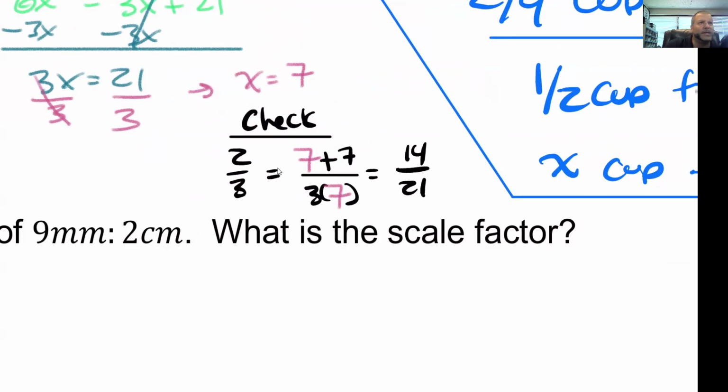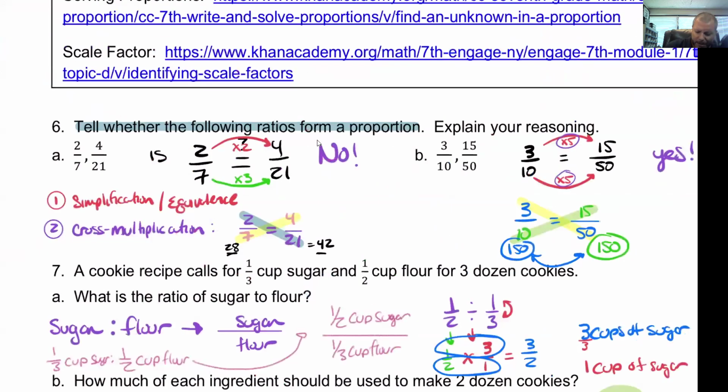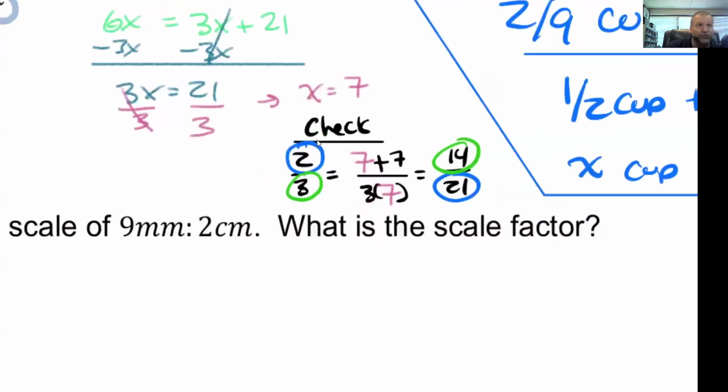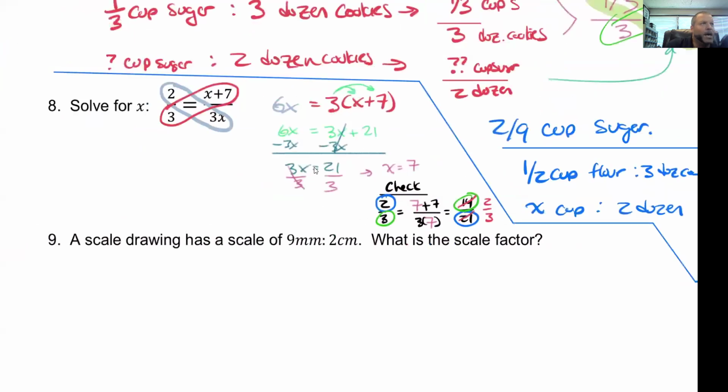So if 2/3 is equal to 14 over 21, our check works out. X was the solution. Well, we could check this in a couple of ways, right? 2 times 21 is 42. 3 times 14 is also 42. So we know those proportions are equal, just like in question 6. Or you could reduce 14 over 21 by getting rid of a factor of 7, dividing each of these by 7. That would also work to show that these two fractions are equivalent to one another.